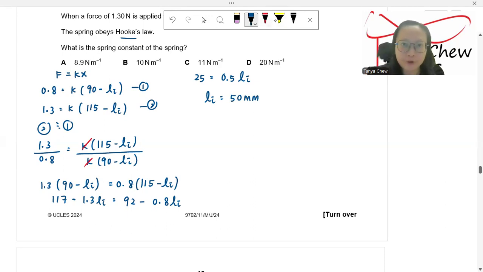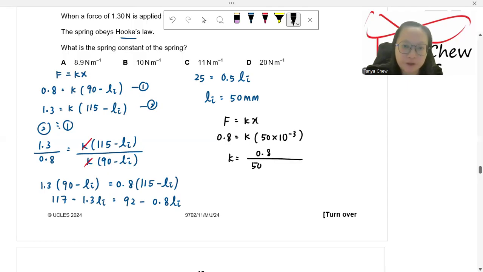Now, to find the spring constant, I have to use F equals Kx. It depends on which F you want to use. If you want 1.3, you use 1.3. It doesn't matter. So for F, I use 0.8. The unit of the spring constant must be Newton per meter. That is why 50 millimeter, I have to change it to meter. So I times 10 to the power negative 3. K is equal to 0.8 divided by 50 times 10 to the power negative 3. And I got 20 Newton per meter. D is the answer.